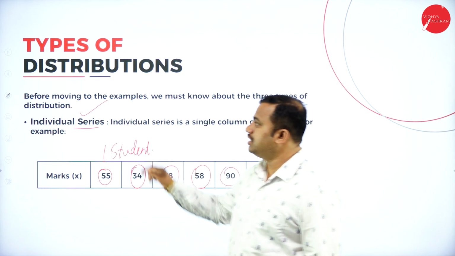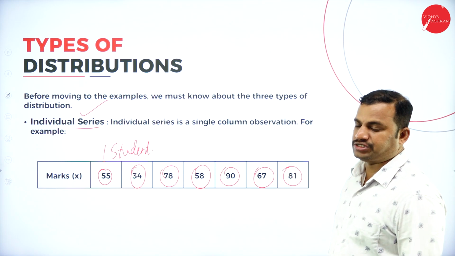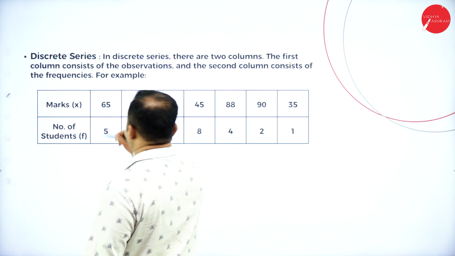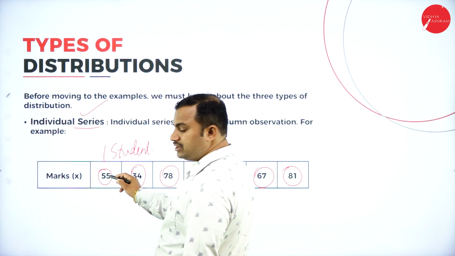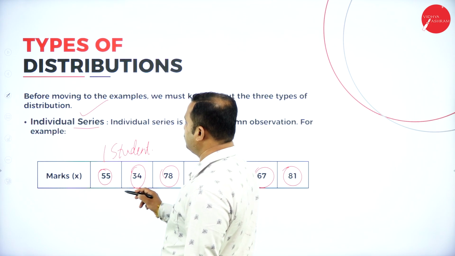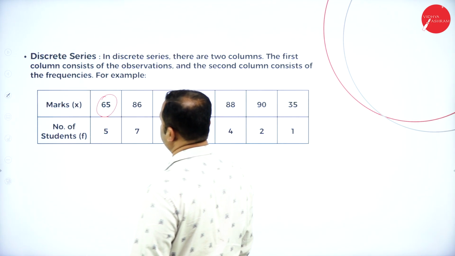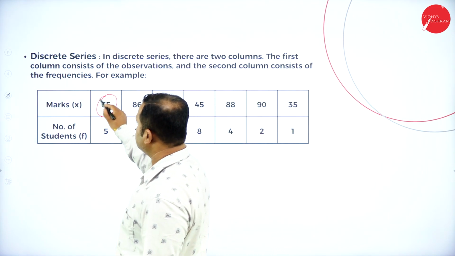That is the individual person's marks in all of these subjects. If that is the case, let me calculate the same thing. So 65 is the first marks. Here in this case, we are considering 55, then 34 and all those things, and so on like that. In case of discrete series, we are having 65.